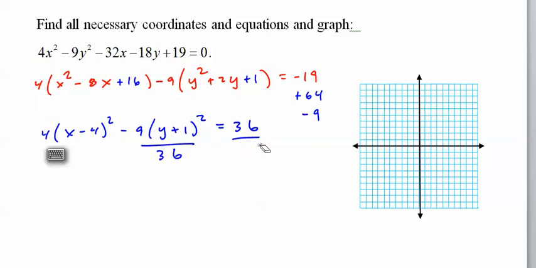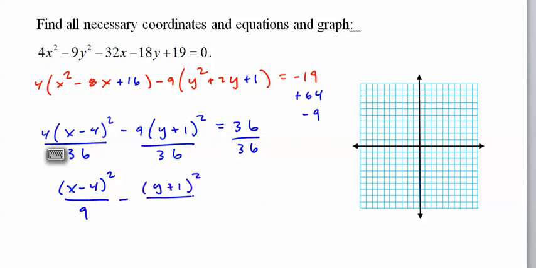Since an ellipse and hyperbola have to always equal 1, you divide it out. A equals 3, B equals 2, C equals root 13, about 3.6-ish. Center is at 4, negative 1. So left and right 3, up and down 2.